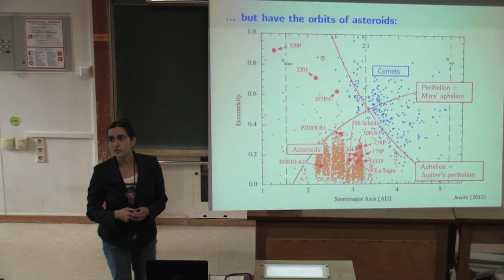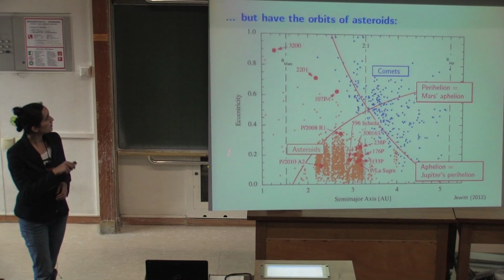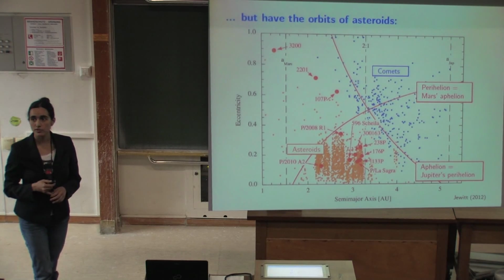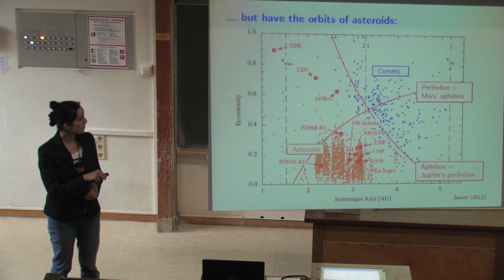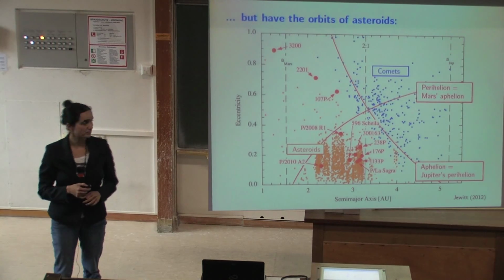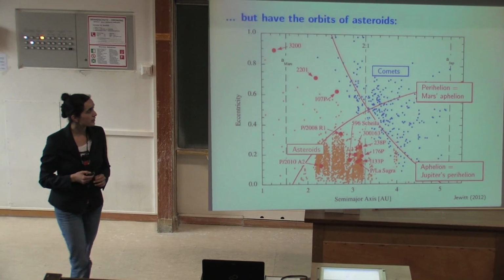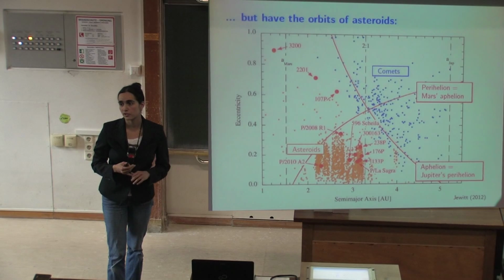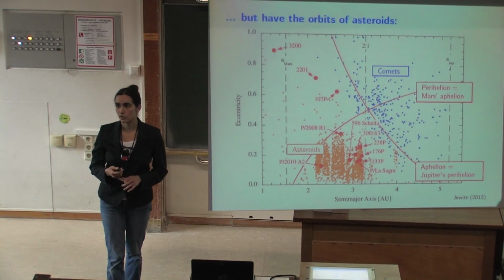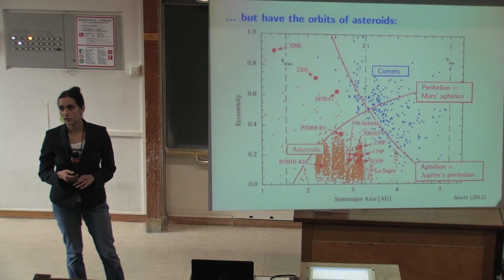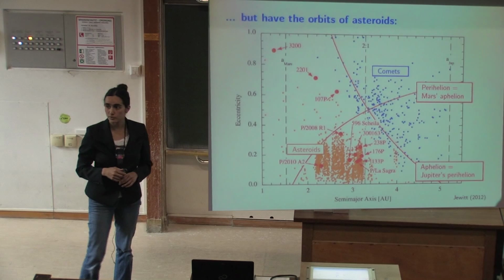The difference is they have the orbits of asteroids. So this is a plot of small bodies in the solar system. The eccentricity of the orbit is plotted versus the semi-major axis. And you see this blue cloud here, they are the comets. And you have the orange dots, which represent the asteroids. This line displays orbits that have the aphelion and the perihelion of Jupiter's orbit. So everything to the right of this line crosses Jupiter's orbit, which makes the orbit unstable on longer time scales, because Jupiter disturbs the orbits of the comets.